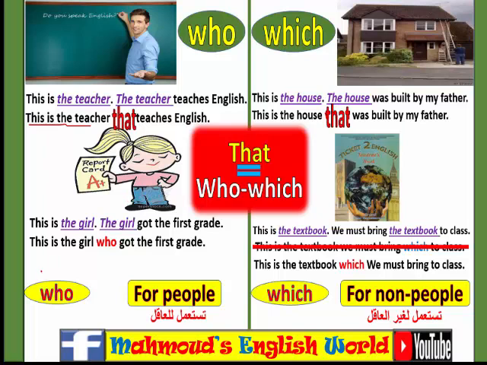So what can we say here? Use that. This is the girl that got the first grade, and this is the textbook that we must bring to class. Okay, so now we have seen 3 relative pronouns: that, who, and which. What is the difference between who and which? Excellent. So let's move on now to the other ones.